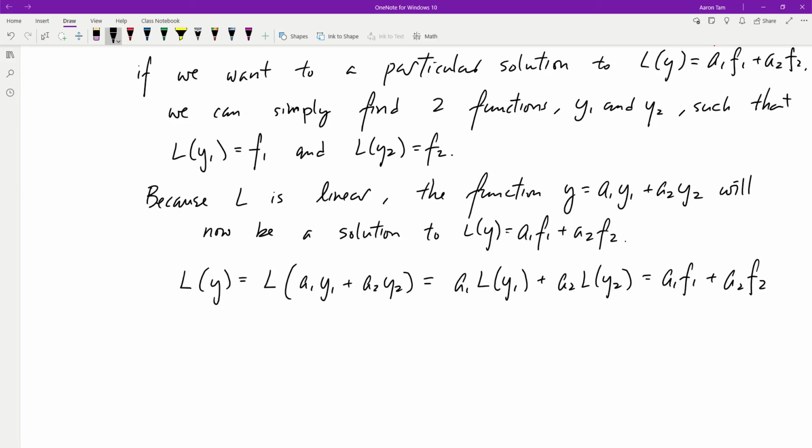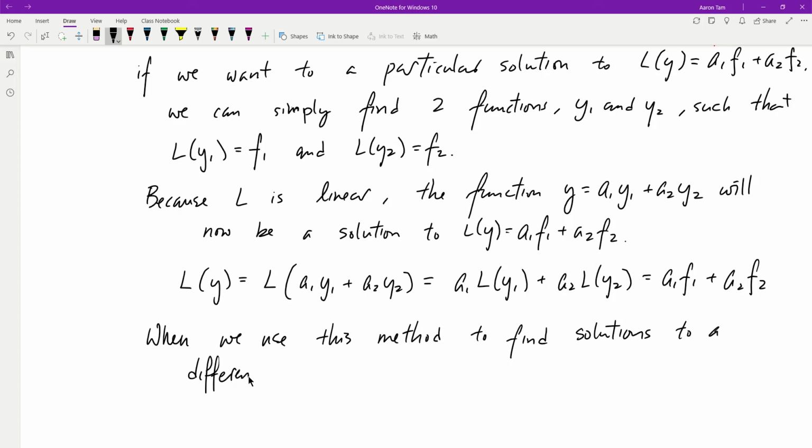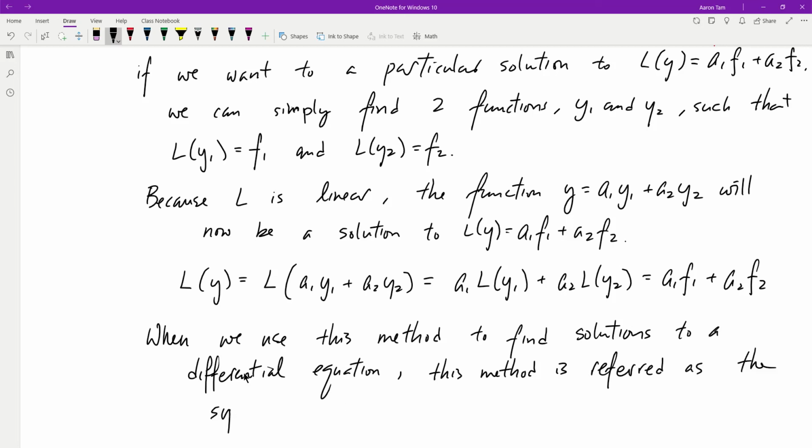The way to do this has a name. When we use this method to find a solution to a differential equation, this method is referred to as the superposition principle.